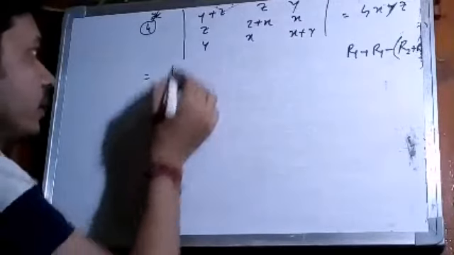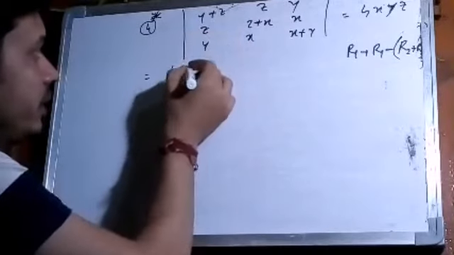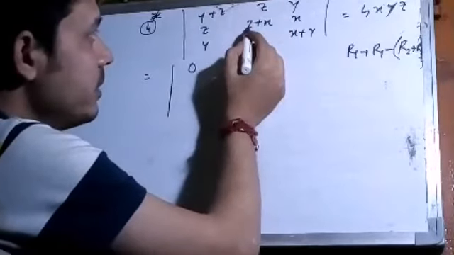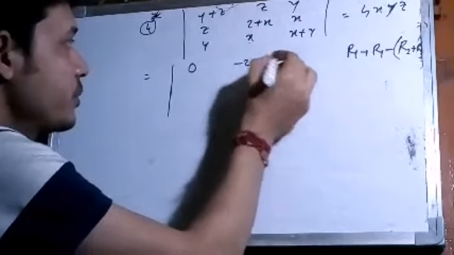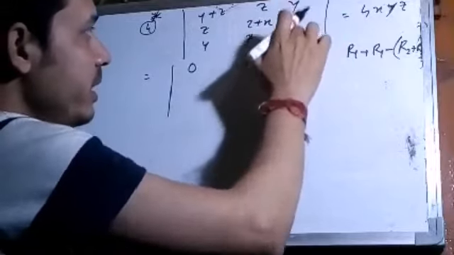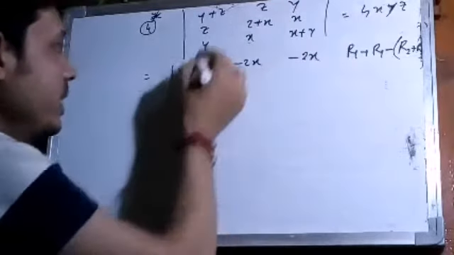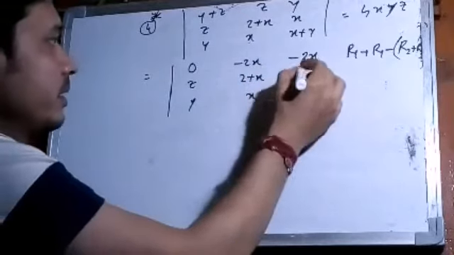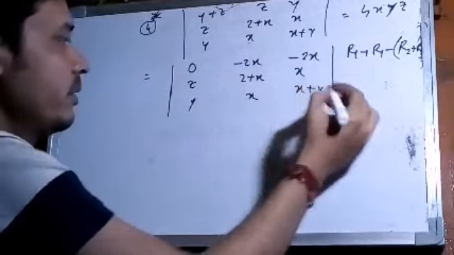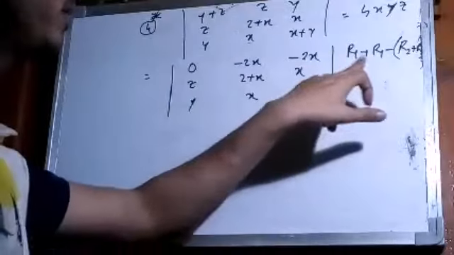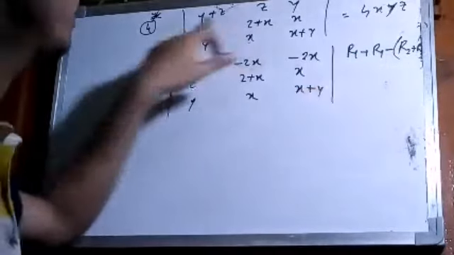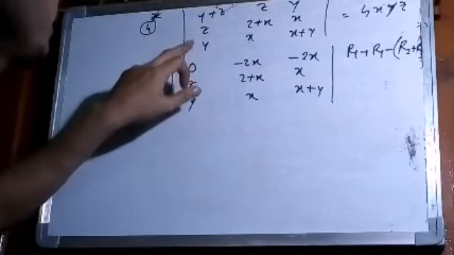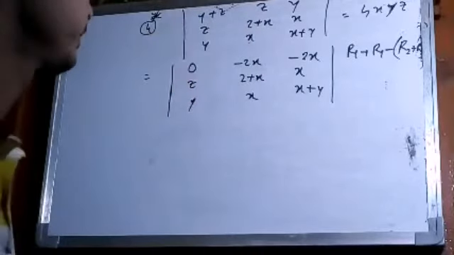So we get this is equal to, so y plus z minus y, this becomes 0. Now this one, z minus z cancels, minus x, so it becomes minus 2x. Y minus y cancels, minus x, it becomes minus 2x. This is z, this is y, this is z plus x, this is x, and this is x plus y. As we have chosen only one operation, R1 as R1 minus R2 plus R3, only R1 will be changed.